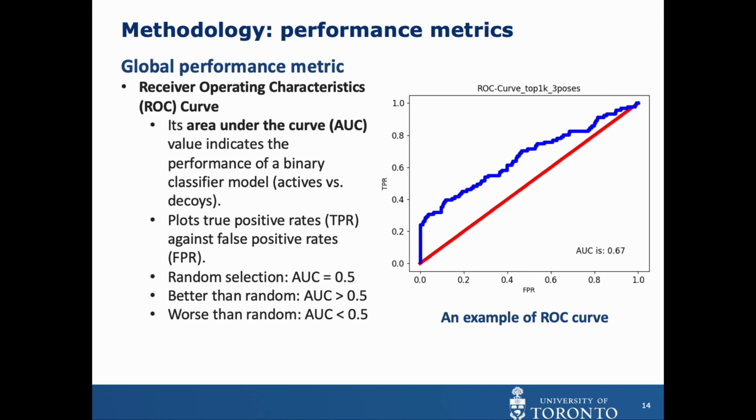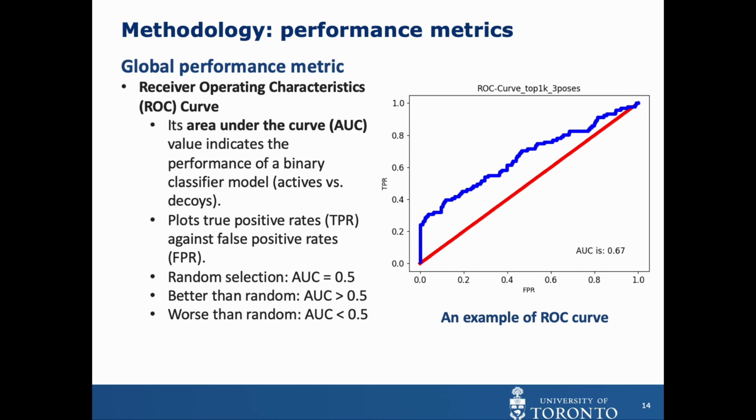Next, we'll evaluate the accuracy of our GLIDE and ICM results, as well as our consensus scoring results using performance metrics. We employ two types of metrics: global performance metrics and early enrichment metrics. The receiver operating characteristic curve serves as a global performance metric. This curve plots the true positive rate against the false positive rate and provides an AUC value.